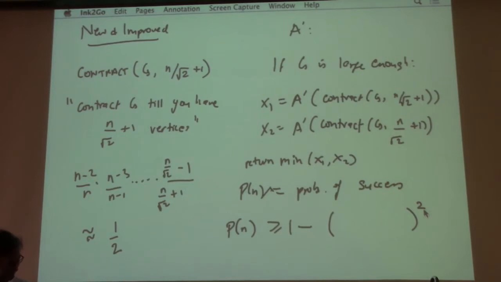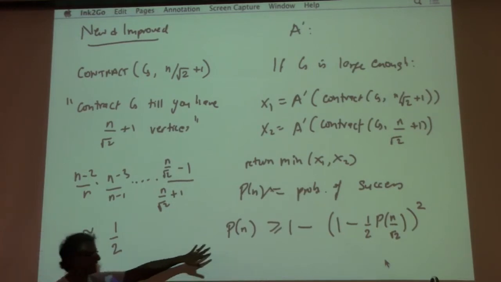And inside that, the probability of one of them failing is 1 minus the probability that one of them succeeds. So it's 1 minus the probability of success. The probability of success is half, because the contract operation has to succeed with probability half, times P of n over square root 2. So again, this is how you write these recurrences.